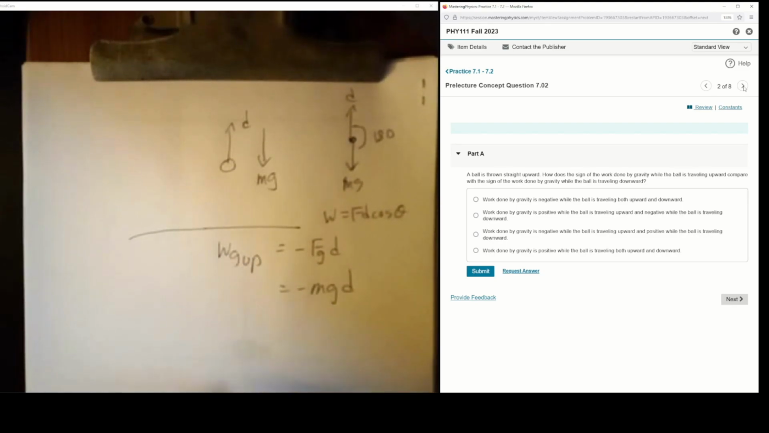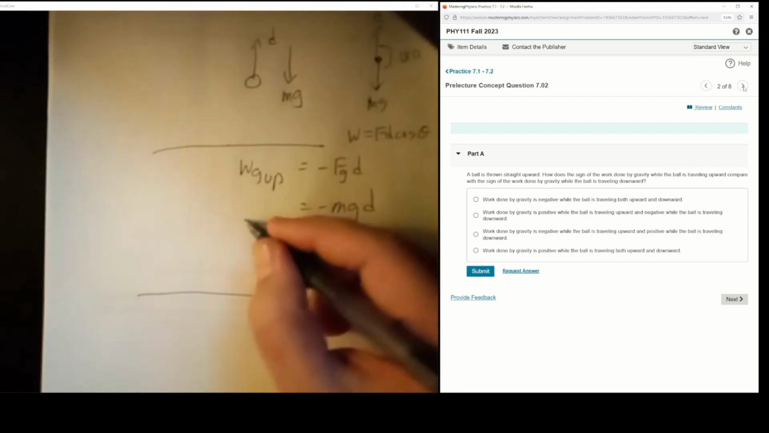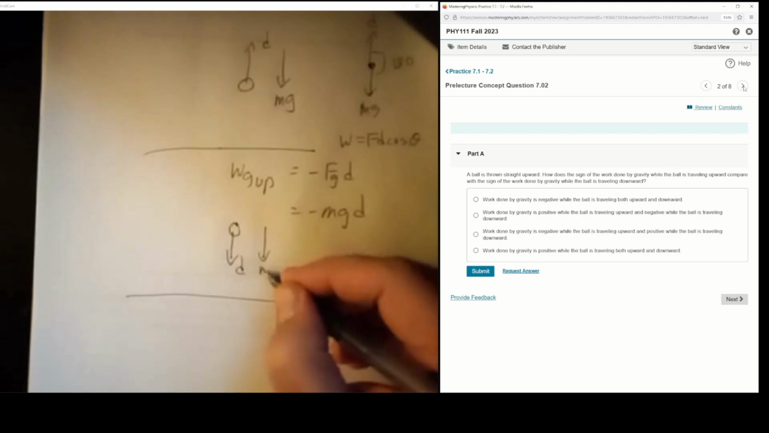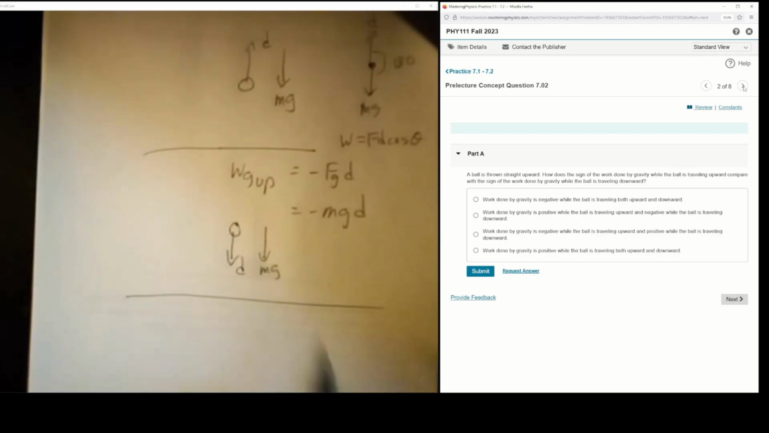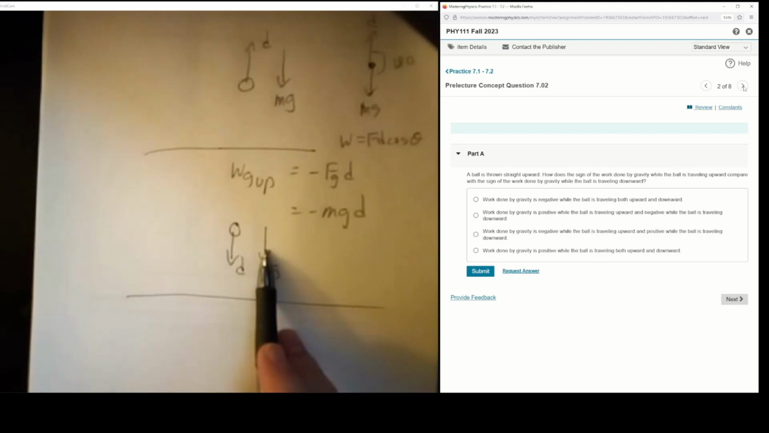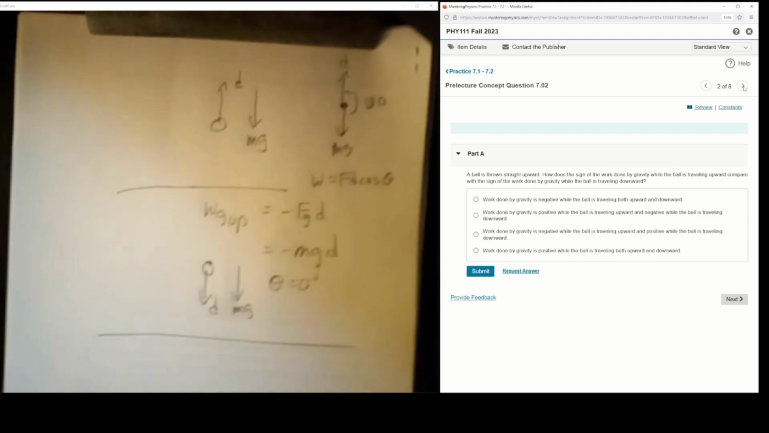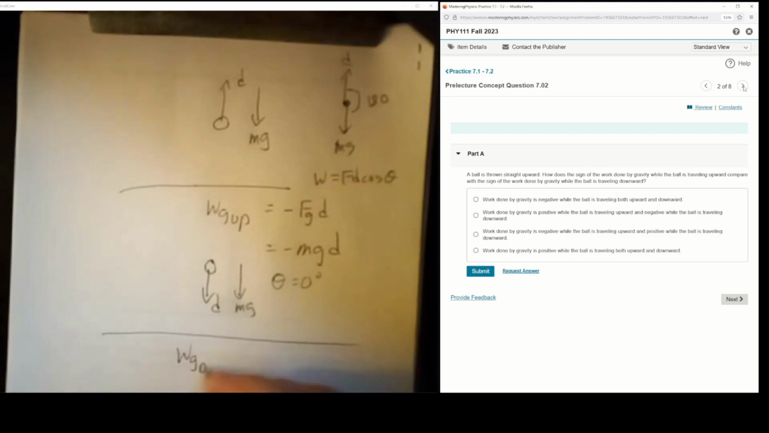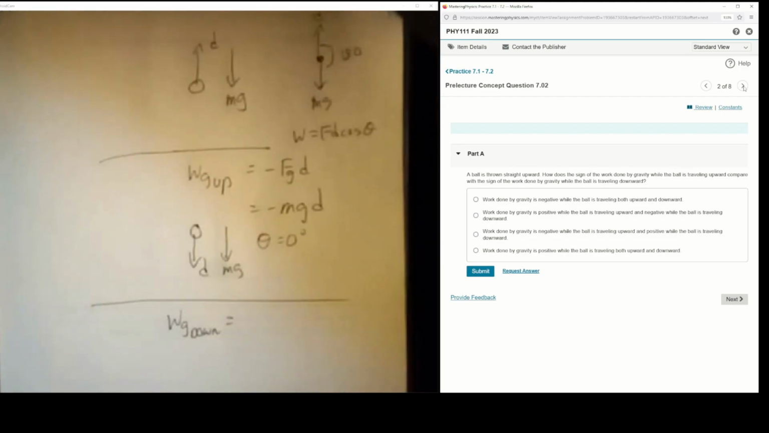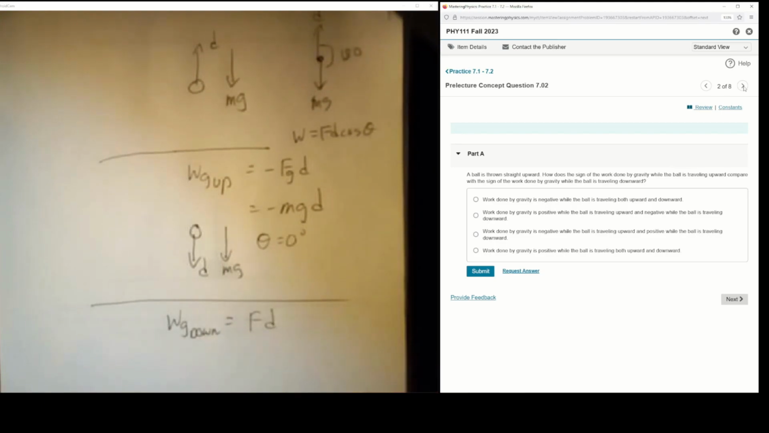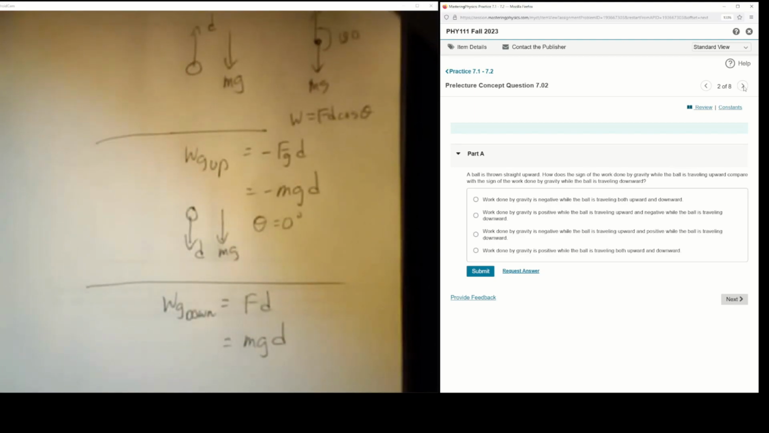And then they're asking, okay, well, now the ball is falling down. Here's our displacement. Our displacement is down. The force of gravity is also down. So when you connect these tail to tail, the angle between them is 0. And a 0 we plug into our cosine. Cosine 0 is 1. So the work of gravity going down is going to be positive. Now it's positive force times displacement, where the force here is gravity, and so we get mgd.